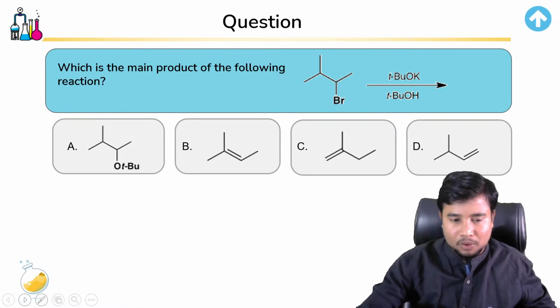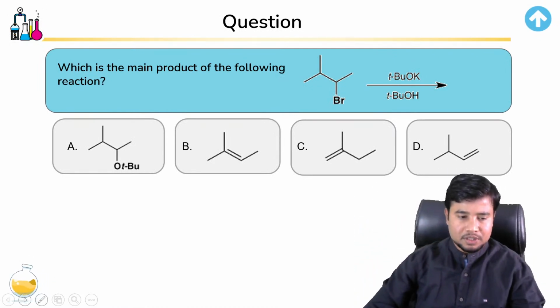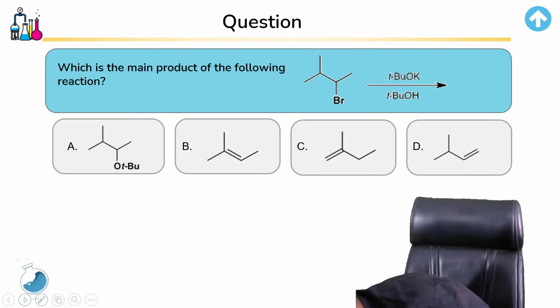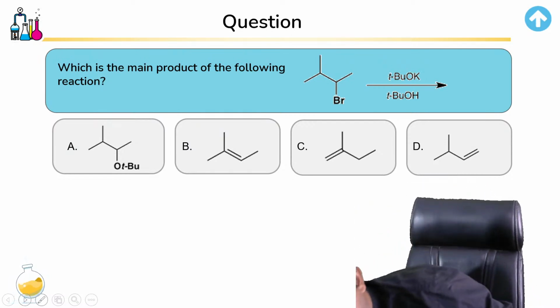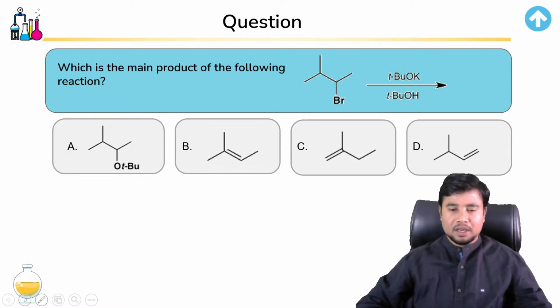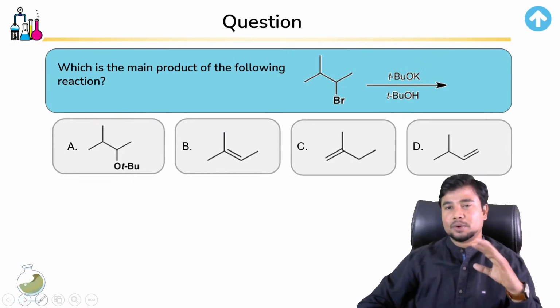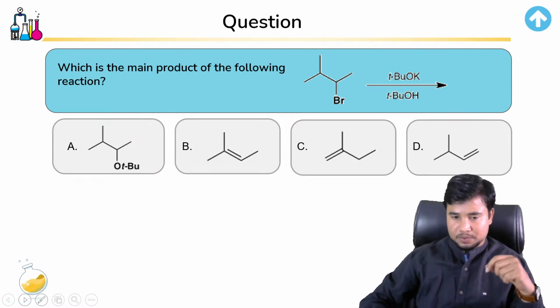Which is the main product of the following reaction? Now the reaction is given over here and we have options again, but the reagent here is similar. You still have tert butoxide and butanol present over here. Because we have tert butoxide and butanol present, it is again a base. It isn't going to work out as a nucleophile. It is such a bulky group first, and second, alcohol is present.